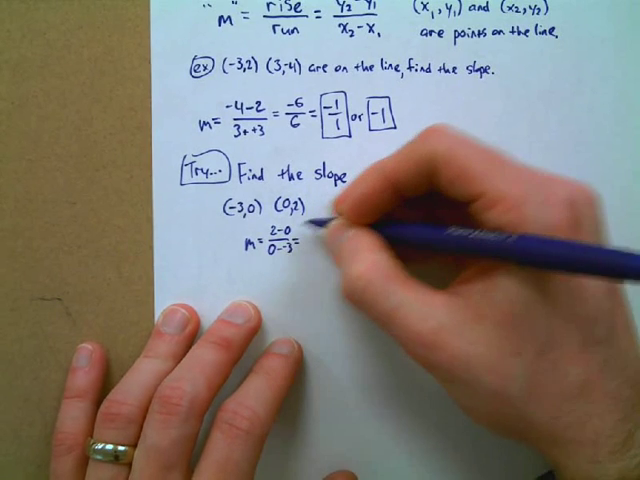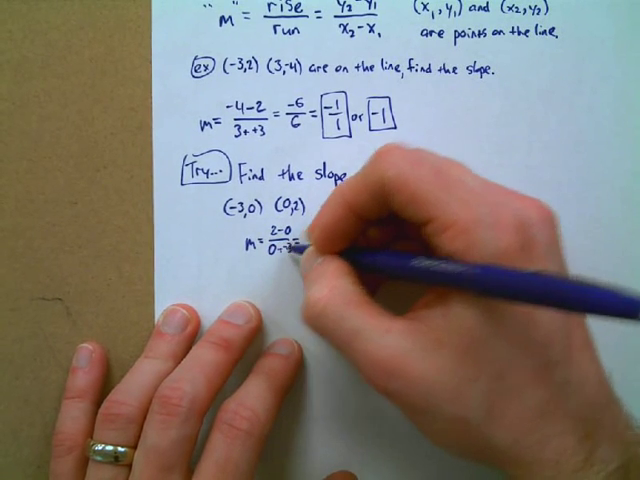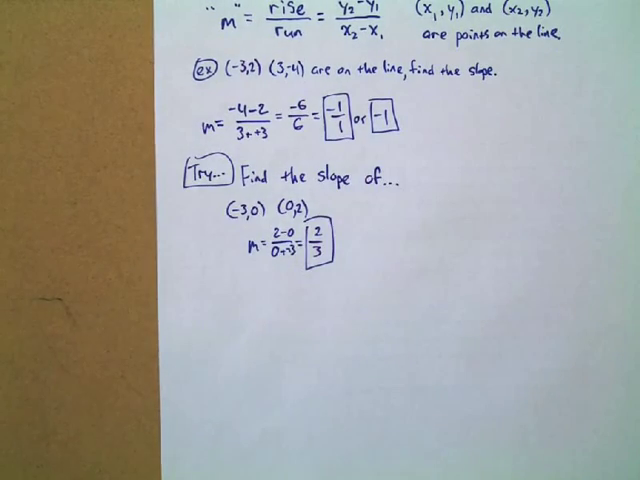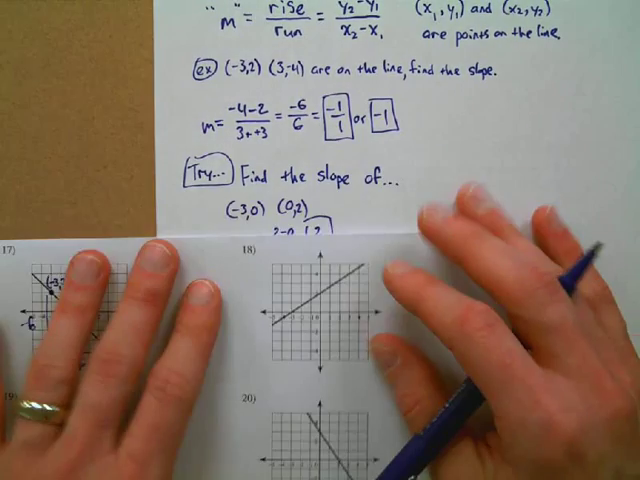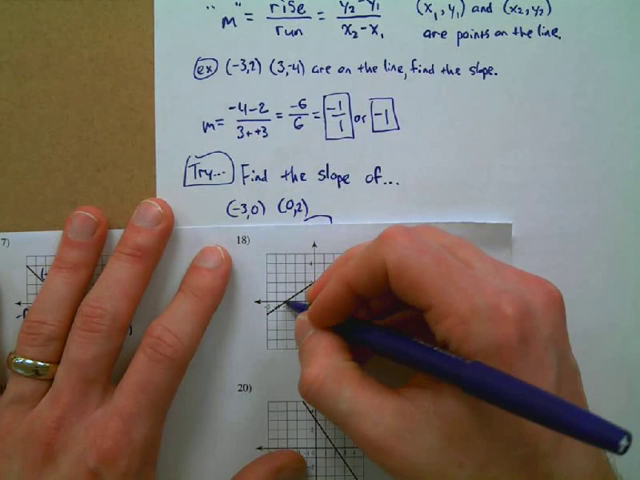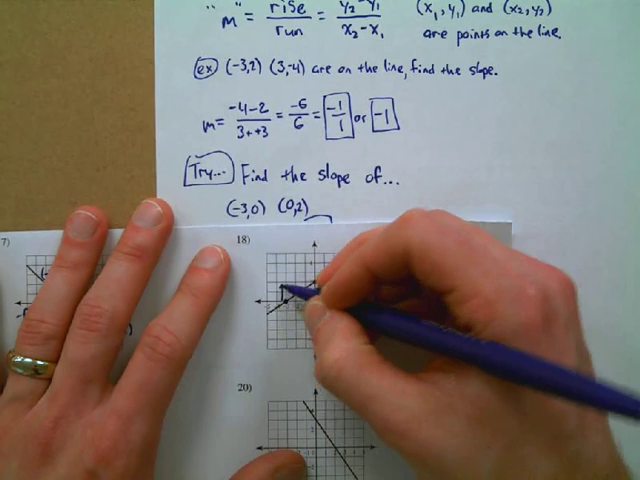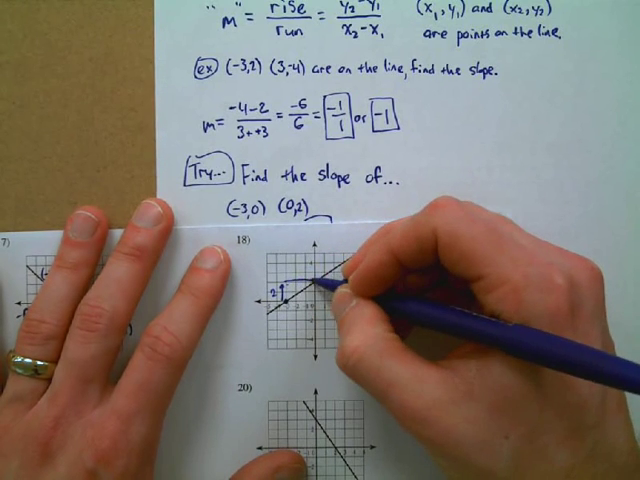That's exactly right. And of course you can count it too using those same exact points. Up 2, right 3. Rise of 2, run of 3. So up 2, right 3. Okay, so 2 over 3. Perfect. All right, easy, easy, easy. Let's keep going then.